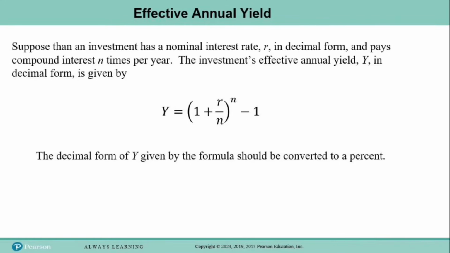It's parentheses 1 plus R over N, close parentheses, raised to the power N, and then subtract 1. And of course, what you've calculated here will be an interest rate. It's the equivalent simple interest rate that you would need to get the same amount of money based on this rate and this number of compounding periods. It's going to come out in decimal form, so what you have to do then is just convert it to a percent. So move the decimal 2 places to the right and put your percent symbol on there.